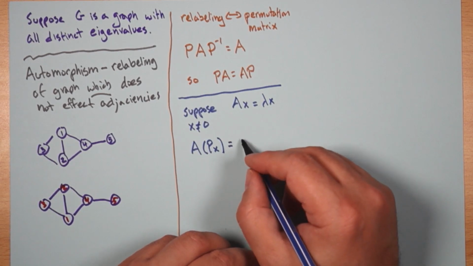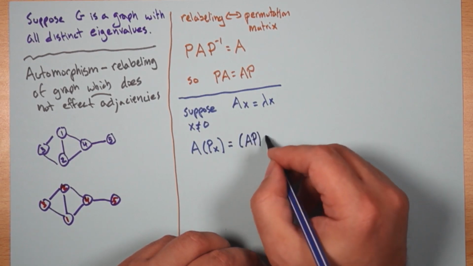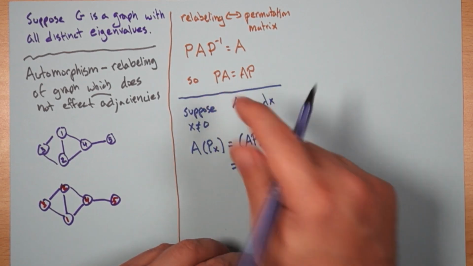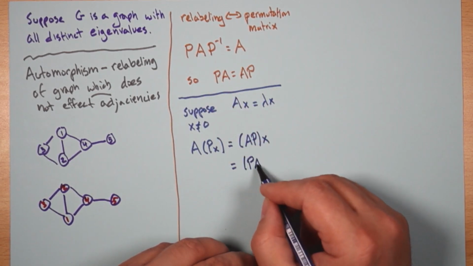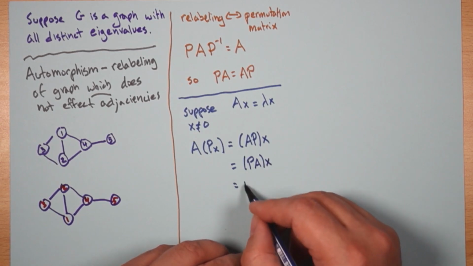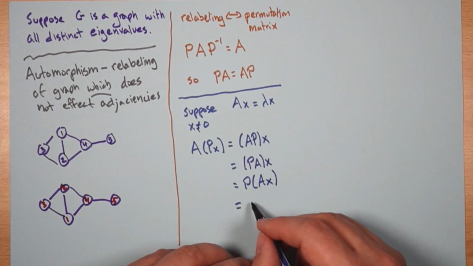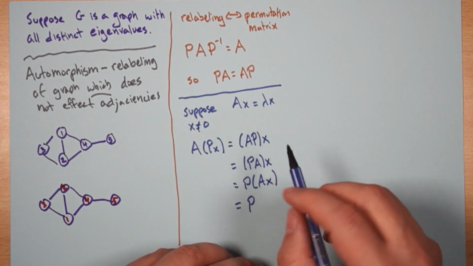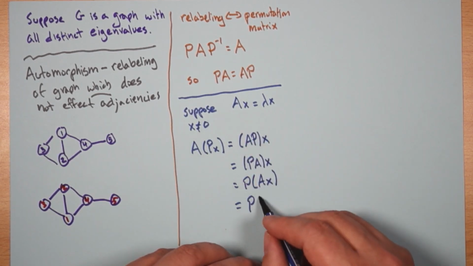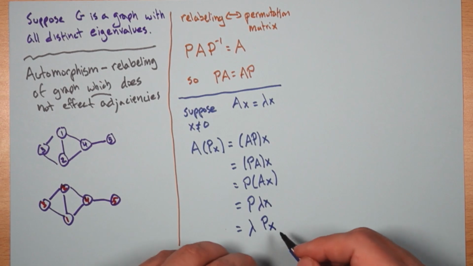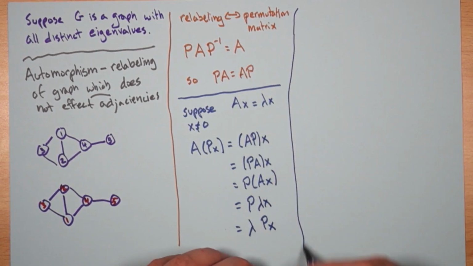That's the same as A times Px, but we know A times P is P times A. So that's PAX. So that's P times AX, and this is us going in slow motion. Normally we don't do it in quite this many steps. We say, look, that's P times lambda X, which is lambda times Px. All right, well, great. So what does that tell us?